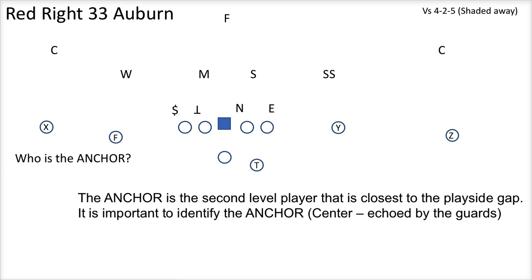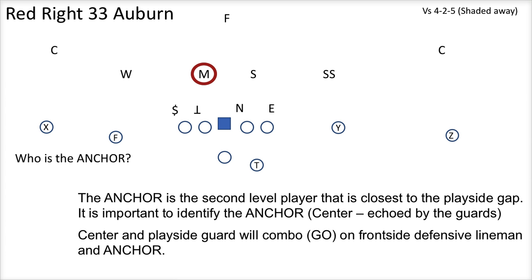Well, the anchor is the second level player that is closest to the play side gap. It's important to identify the anchor, and the center will yell it and point it, and the guards will echo it. So in this case, the mic is the anchor. The center and play side guard will combo block. They'll run a go on the front side defensive alignment and anchor. The key point, though, is that everyone else on the entire team knows where the mic is, and who the anchor is.